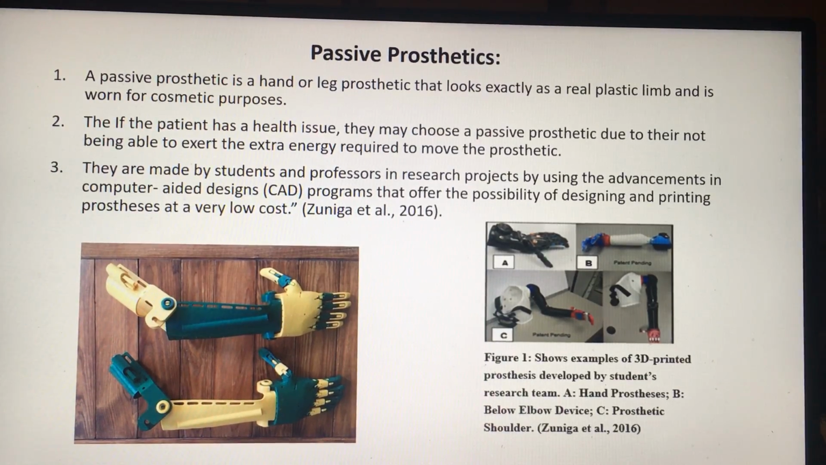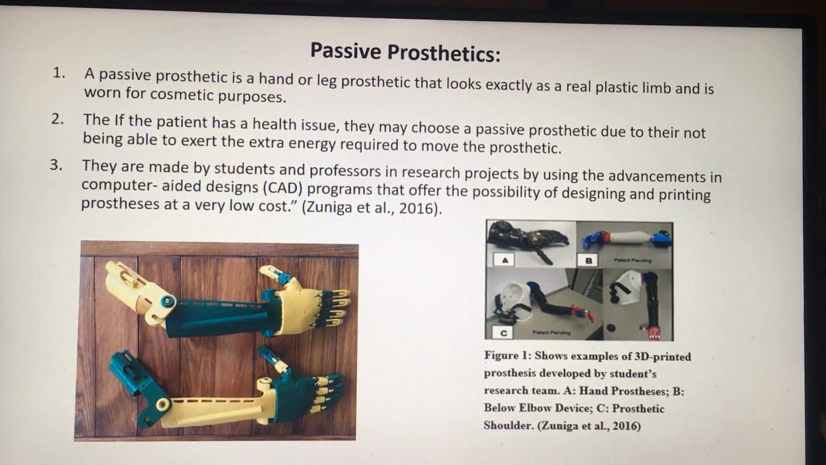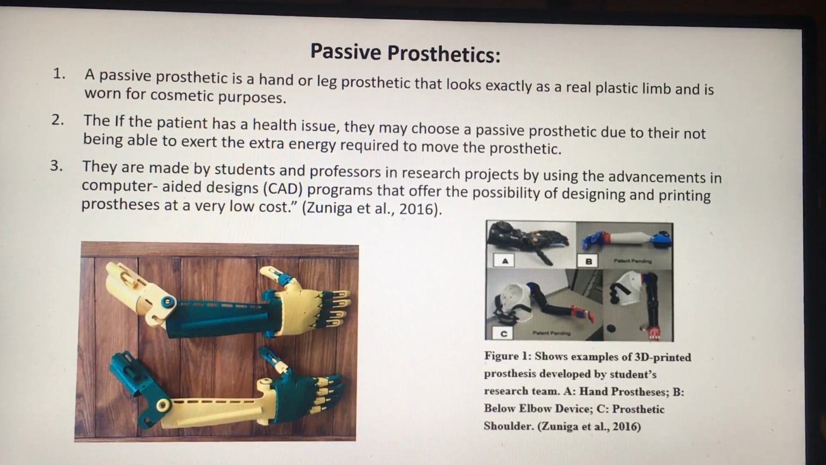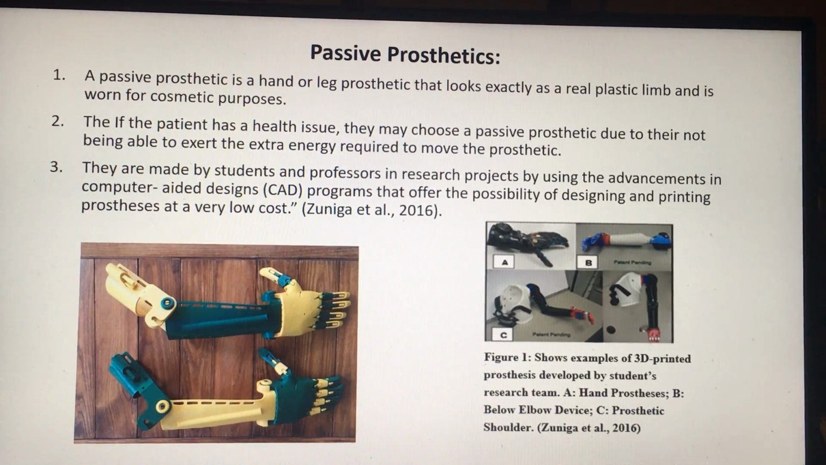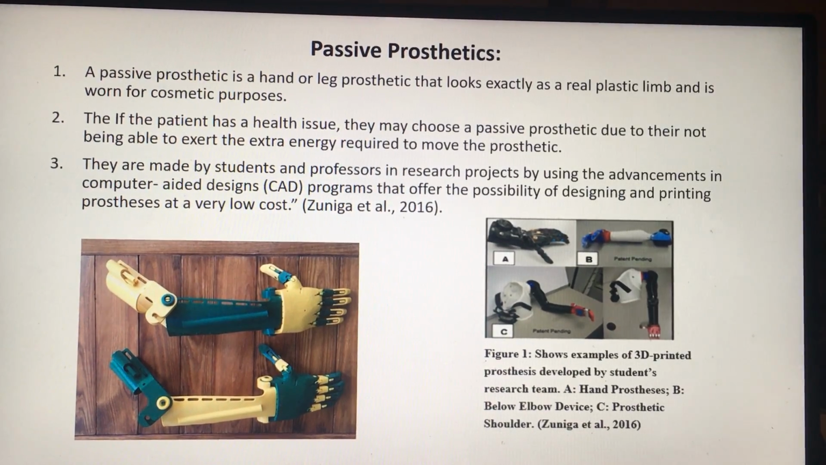Most passive prosthetics are made by students and professors during research projects, using different computer programs and design ideas. The picture on the right shows 4 different passive prosthetics made by students for children with special physical needs. As you can see in the picture, there is a prosthetic shoulder and 3 different arm and hand prosthetics.